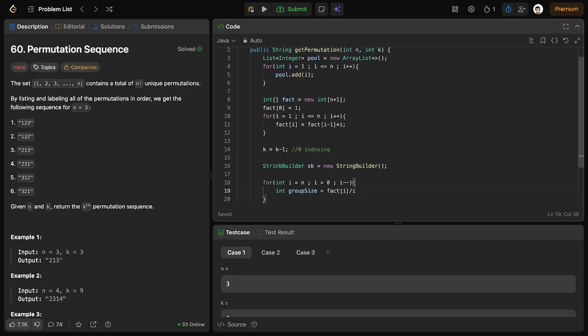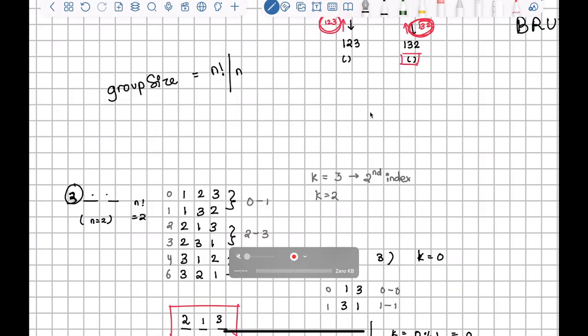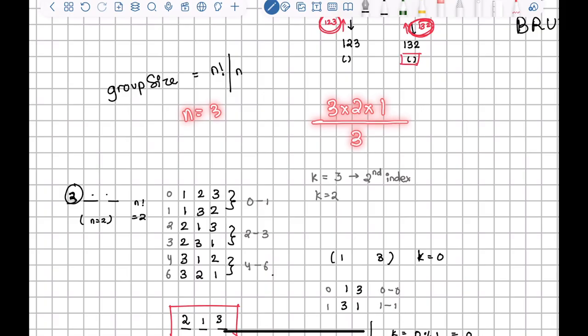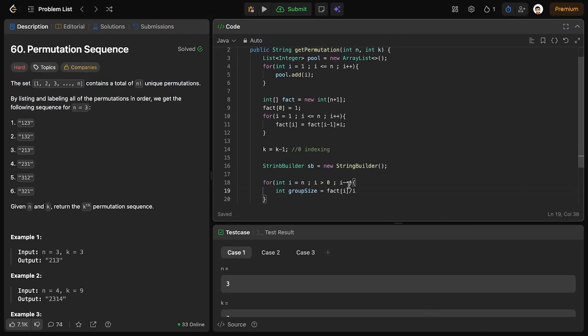Right? We need that. But if you see, what is this? Let's say my n was 3. So it is 3 into 2 into 1 divided by 3. So essentially it is nothing but factorial of n minus 1. Right? So instead of doing this, we can also do this. So we get the group size.